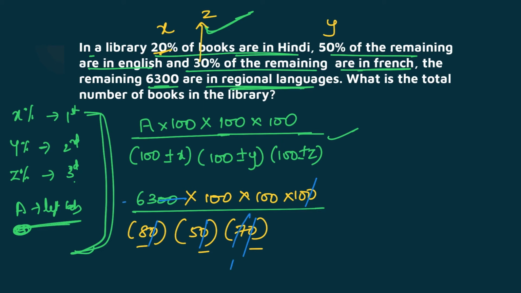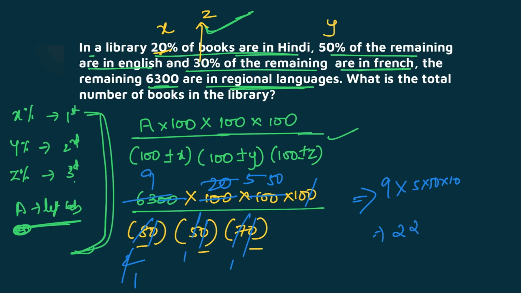7 ones are 7, 7 nines are 63. 5 ones are 5, 5 20s are 100. 4 twos are 8, 4 5s are 20. And 2 ones are 2, 2 50s are 100. So if we multiply 9 into 5 into 50 into 10, we get 22,500. So 22,500 books are in this library.